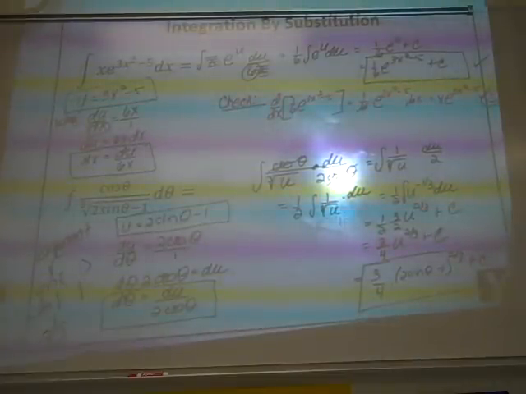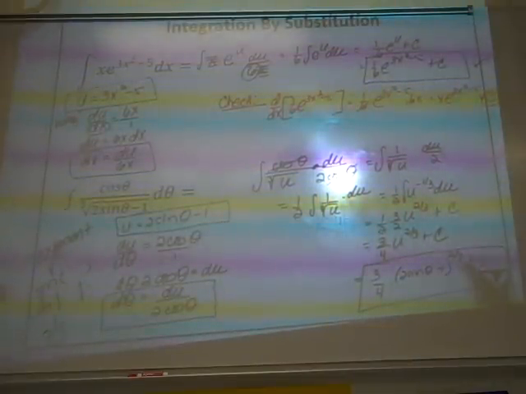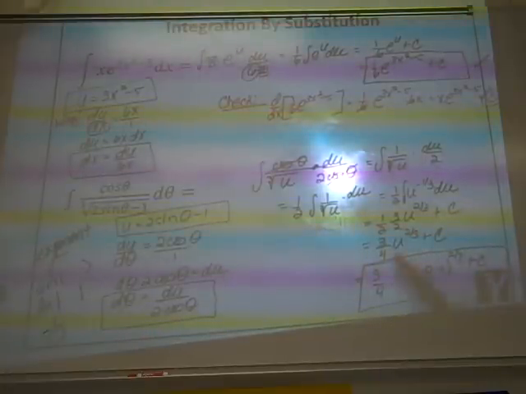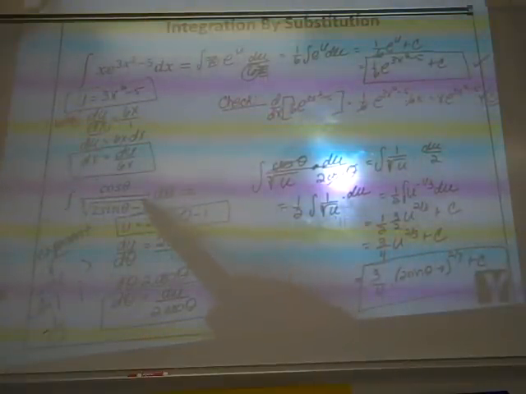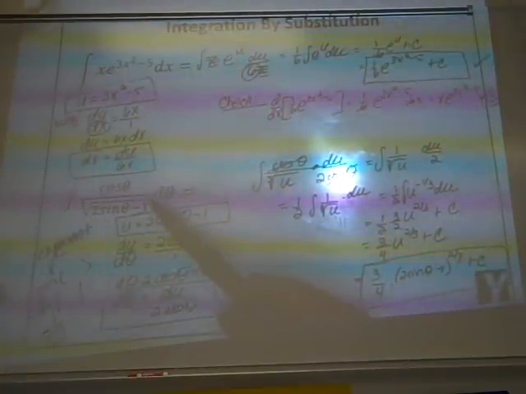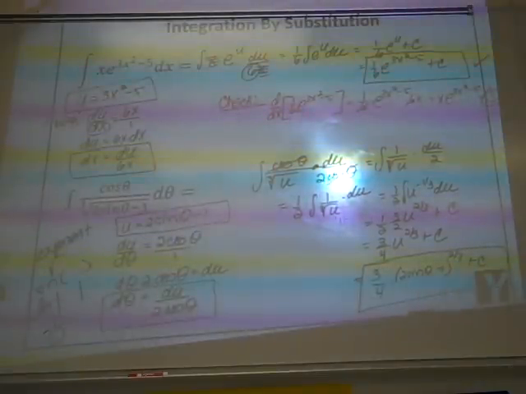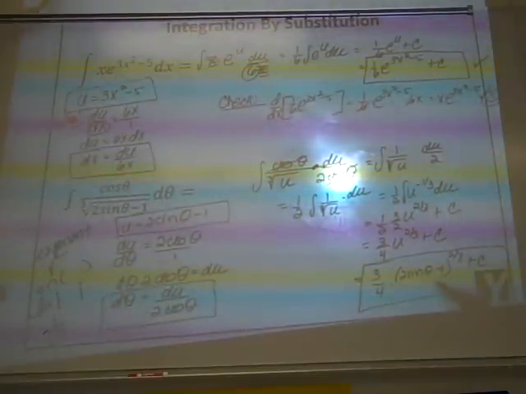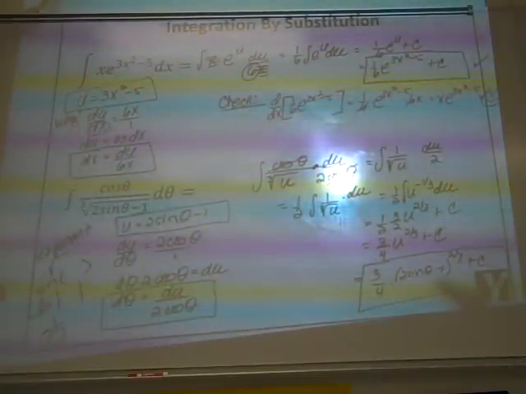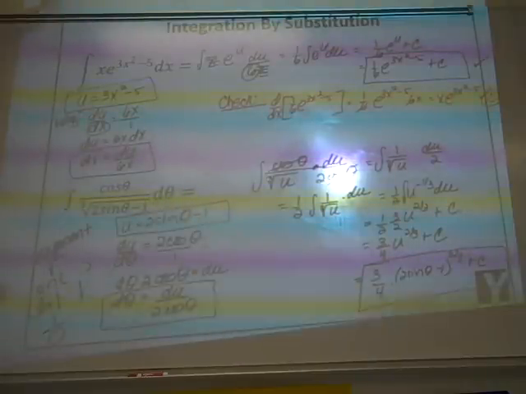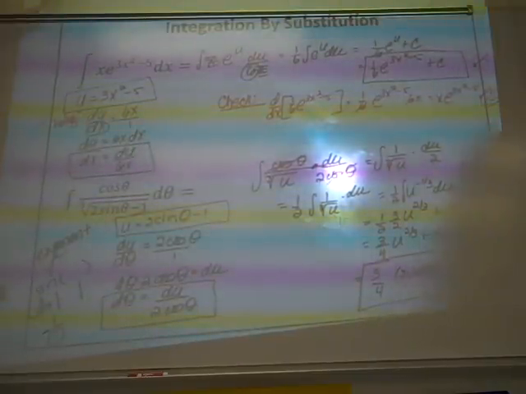I'm not going to bother doing the check step, but you can do the check step yourself. Use a chain rule, right? Take the derivative. Convince yourself that you actually get this expression back. If you do, then you know beyond a shadow of a doubt that this is the correct answer. If you're not getting this integrand as your answer, then a mistake has been made.